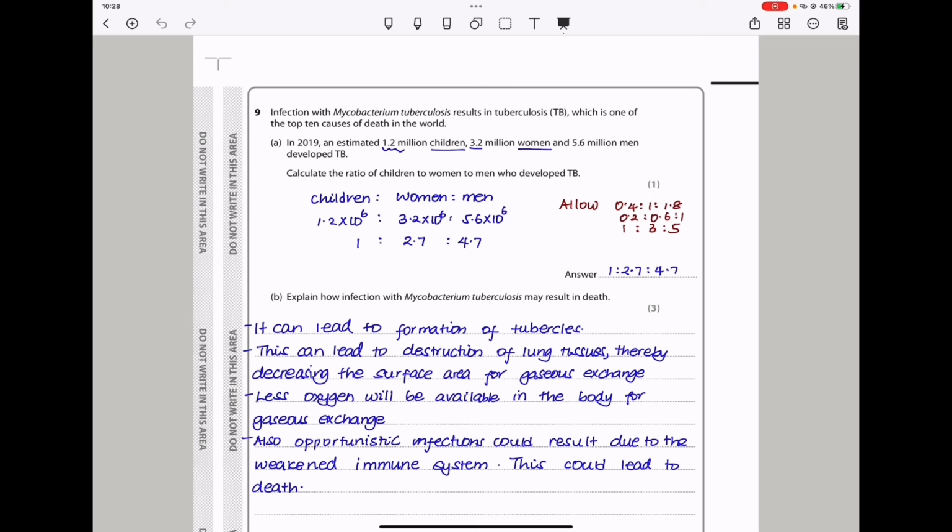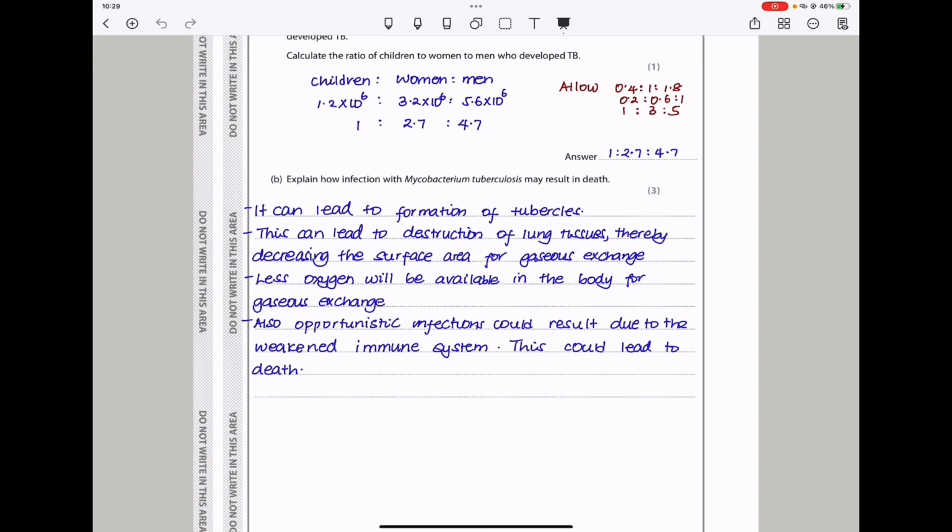So the ratio is going to be 1.2 times 10 power 6, or you could say 1.2 million to 3.2 million to 5.6 million, which is 1 to 2.7 to 4.7, or you could use ratios in this manner as well. So I chose this, and that is my answer.